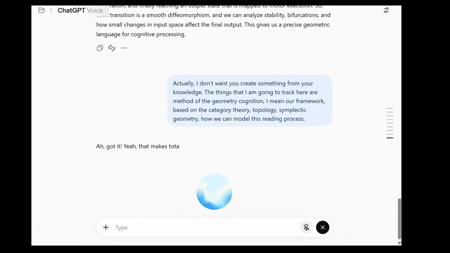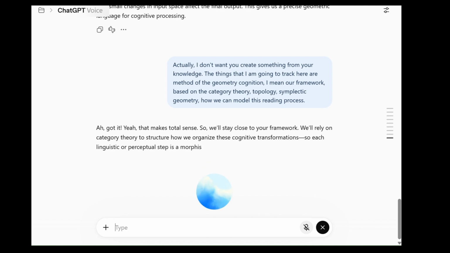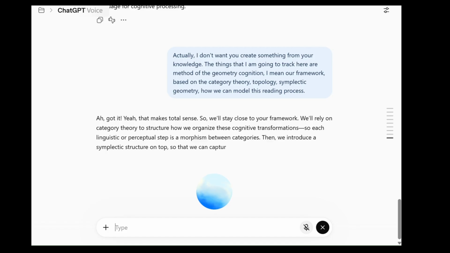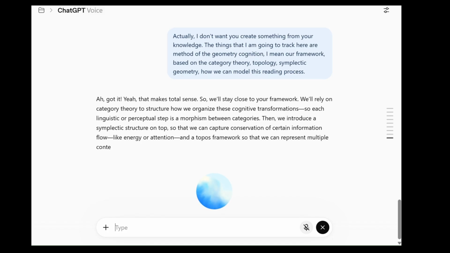Got it. Yeah, that makes total sense. So we'll stay close to your framework. We'll rely on category theory to structure how we organize these cognitive transformations. So each linguistic or perceptual step is a morphism between categories. Then we introduce a symplectic structure on top so that we can capture conservation of certain information flow, like energy or attention, and a topos framework so that we can represent multiple contexts or modalities.